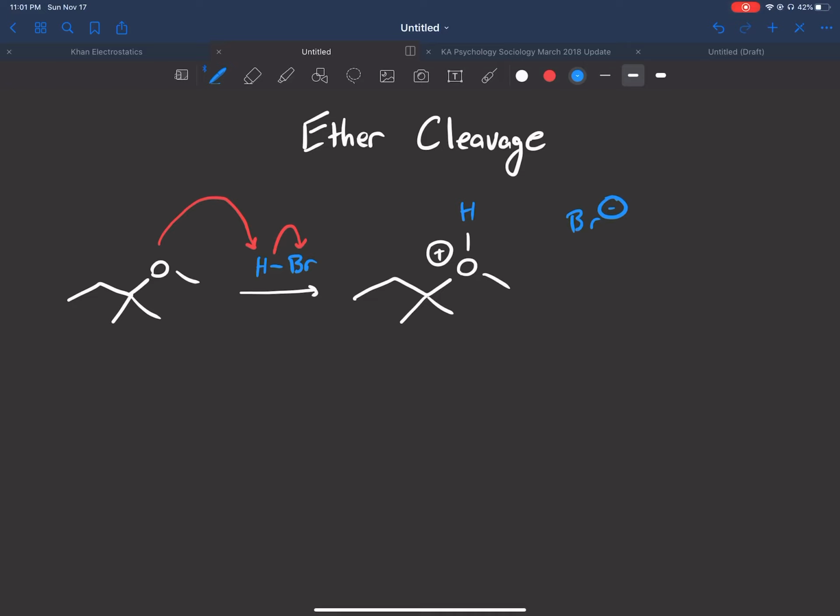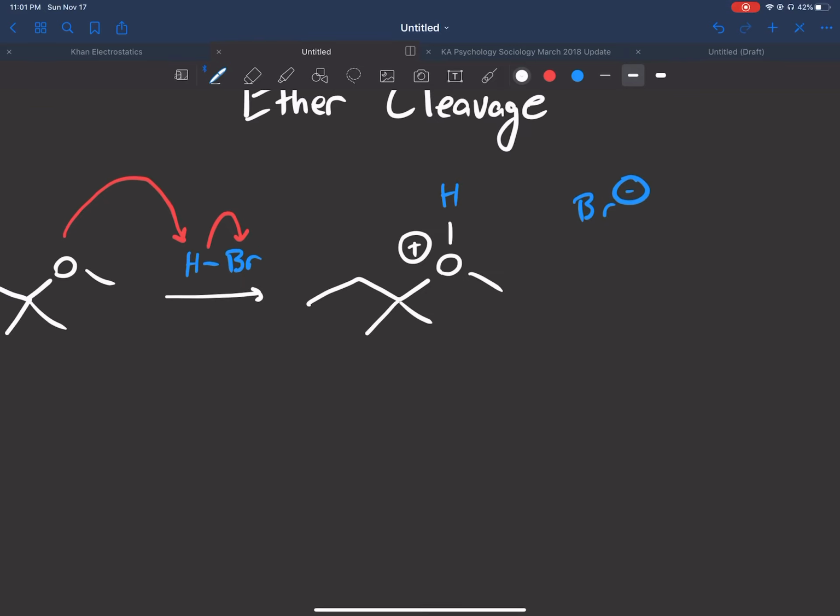What do we know about Br minus? Well, Br minus is a good nucleophile, but it's also a bad base, right? So at some point here, we're going to need to break one of these bonds. So it's going to be either that bond or it's going to be that bond. So we get an alcohol, right? Because remember, we want to break the ether. So which one are we going to choose?